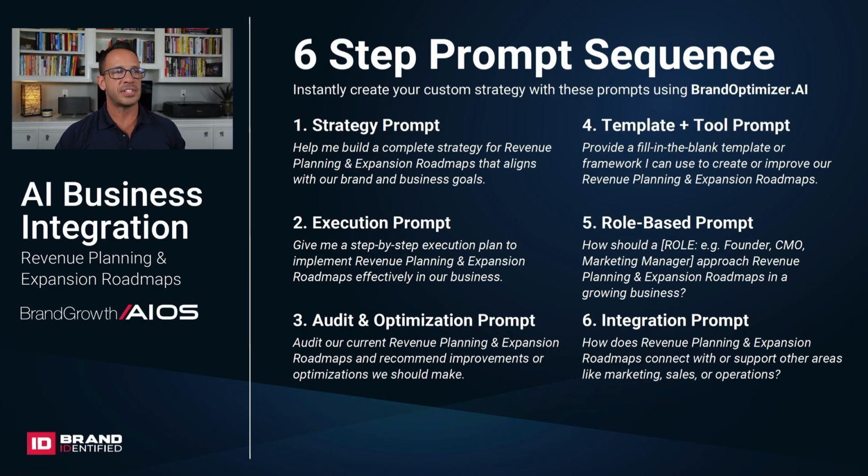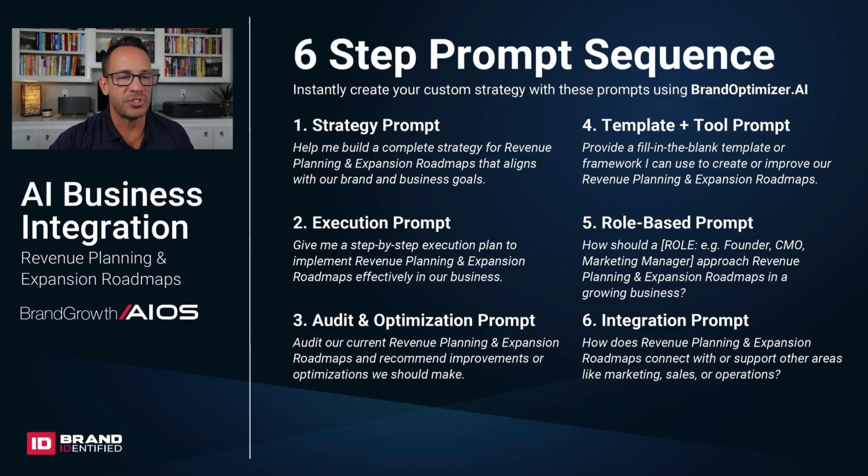So next up here is a 6-step AI prompt sequence that I've given you that you can also use over at BrandOptimizer.ai to instantly create your custom strategy for your business. So prompt number 1 is your strategy prompt, and that is, help me build a complete strategy for revenue planning and expansion roadmaps that aligns with our brand and our business goals.